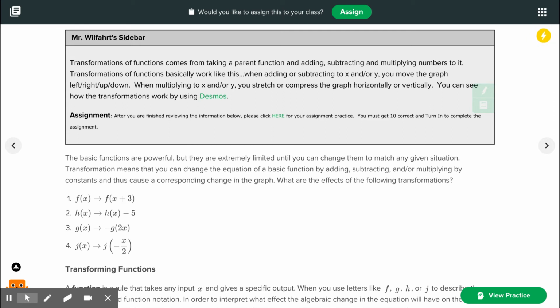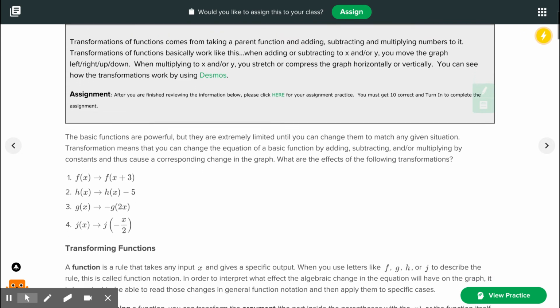And again, just as a reminder, after you are done going through and looking at some of the material on this page, make sure that you click right there for your assignment practice. Remember that you need to get 10 correct to turn that assignment in.